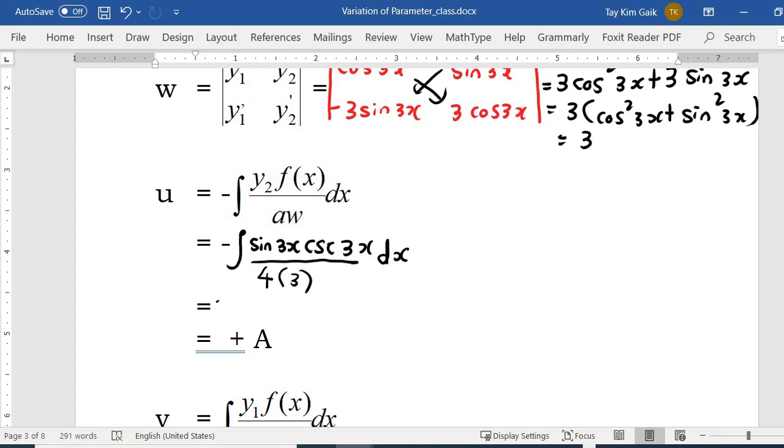So you can factor out the constant, negative 1 over 12. And then cosec x is actually, cosec x is what? 1 over sin or 1 over cos? Do you still remember what cosec x is? Cosec x is actually 1 over sin. So you have sin 3x, and cosec 3x is actually 1 over sin 3x.